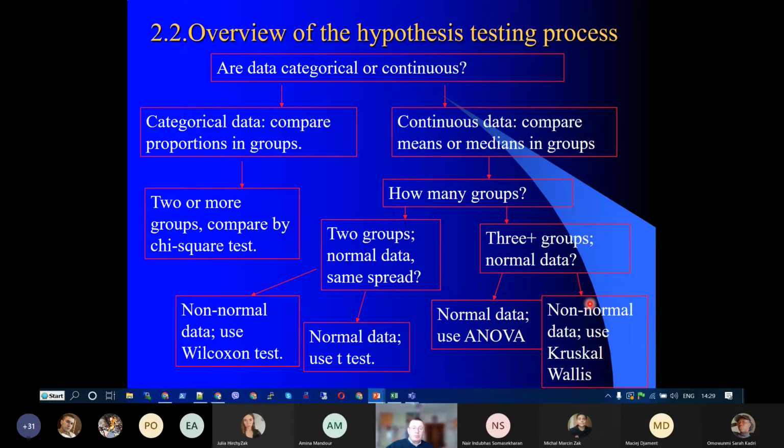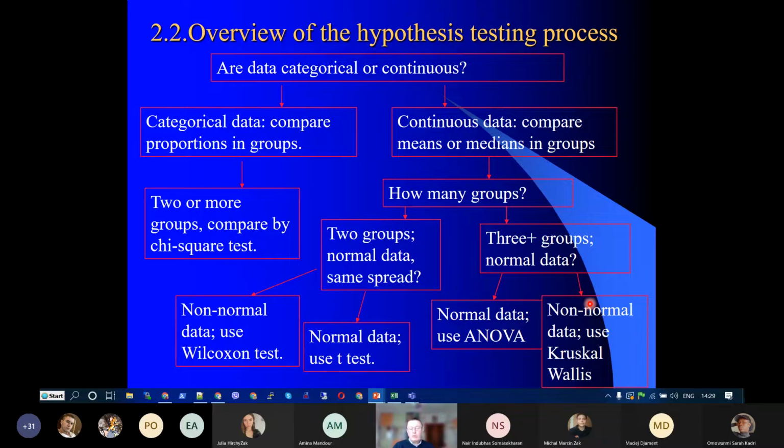In the case of proportions, we have to decide between 2 or more groups, and we usually use the chi-squared test, or for example various likelihood tables. For continuous data, we compare means or medians in groups, and depending on how many groups we have, 2 or more, the question is whether we have a normal or abnormal distribution in our sample data set.